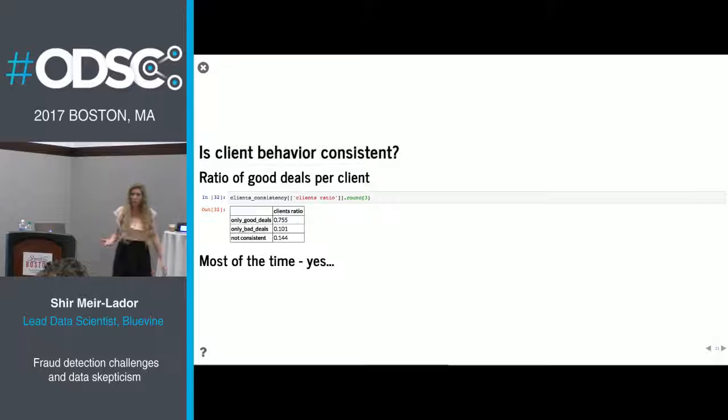And second of all, I wanted to check, is the client behavior consistent? So I checked what is the rate of good deals per client. And I saw that for 75% of my clients, they only have good deals. They're not a mixture, only good. For 10%, they only have bad deals. So 85% of my data is very consistent. So if the model can recognize two deals are from the same client, it can classify them the same just because the model recognized this is a specific client, instead of understanding what is the pattern of a good deal.